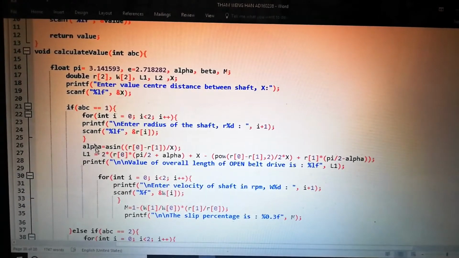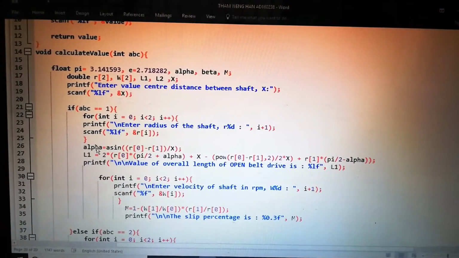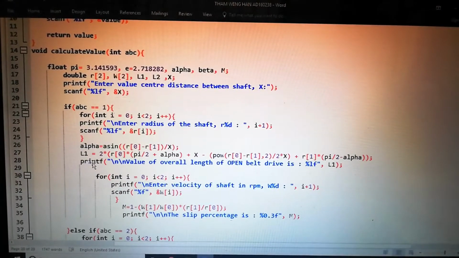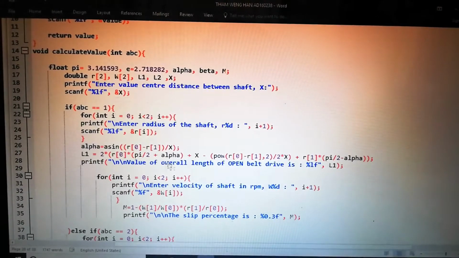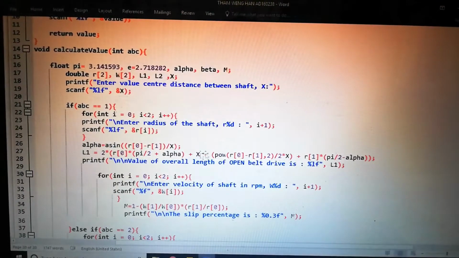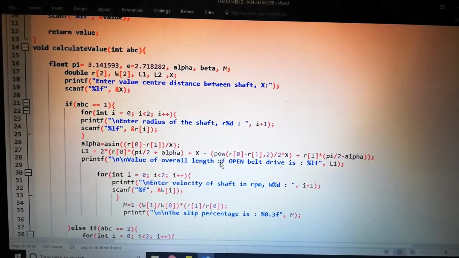So alpha, this is the formula for the angle of contact of the open belt drive, and L2 is also the overall belt length for the open belt drive. So next we will print a message: the value of the overall length of the open belt drive is, this is a display for our overall belt length. This is the first one.